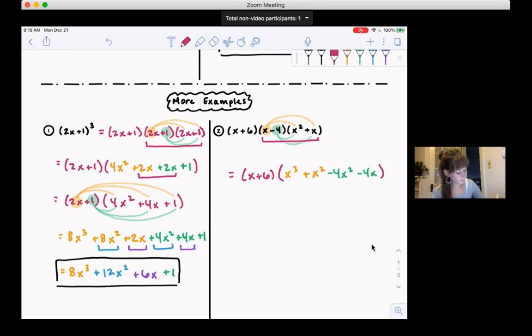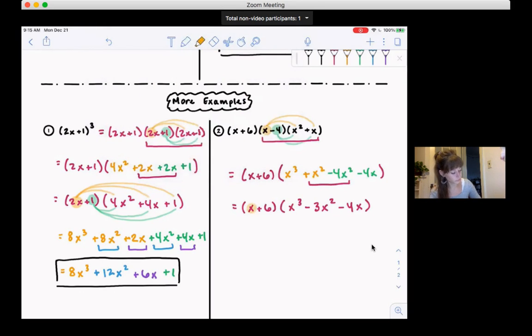All right, so let's combine our like terms in those parentheses. That gives us x plus 6 times x to the third. X squared minus 4x squared gives us minus 3x squared. And then minus 4x. Okay, and now we just have to distribute the x plus 6.